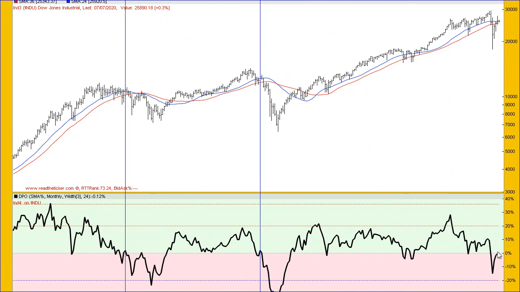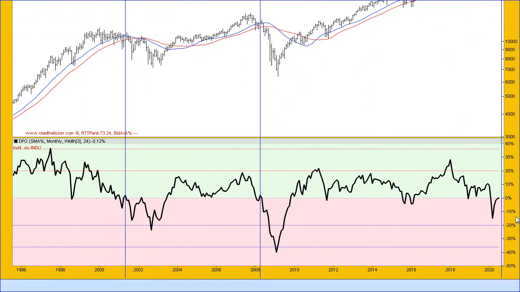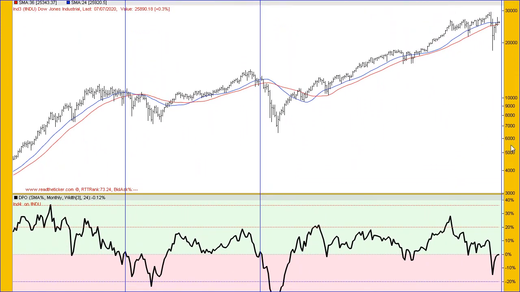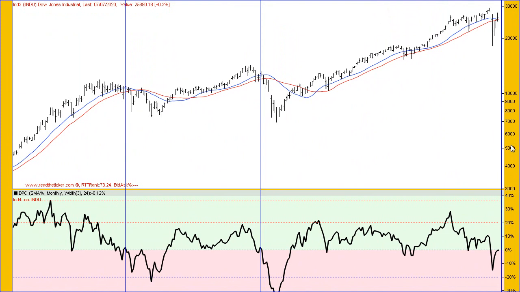You see that? But guess where we are right now? Look at that. We're exactly the same place as we were in around late 2000, probably October-ish. And we are exactly the same place we were in early 2008. So the Dow Jones is at a critical juncture based on the 24 detrending price oscillator. So quite frankly, to make a big recovery here, it's really got to get back up to 30,000 pretty damn sharply.